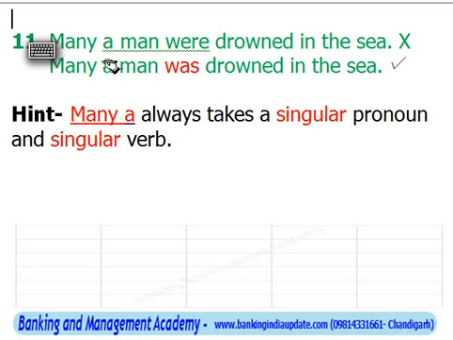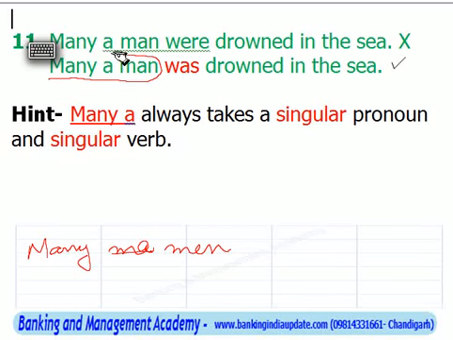In the next sentence, many a man were drowned in the sea. This sentence could have simply been written as many men were drowned in the sea. But in case we want to use the expression many a man, then it is important to remember that it is always followed by a singular pronoun and a singular verb. So the correct sentence is many a man was drowned in the sea.